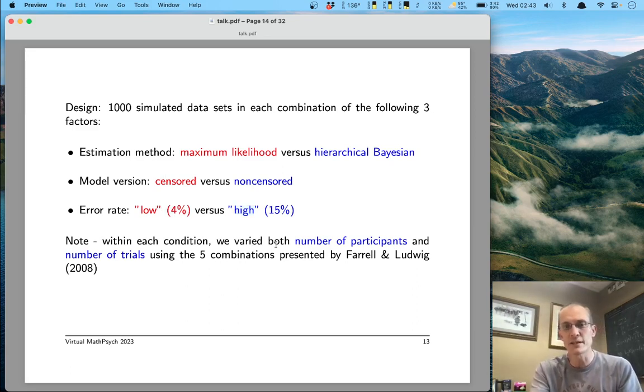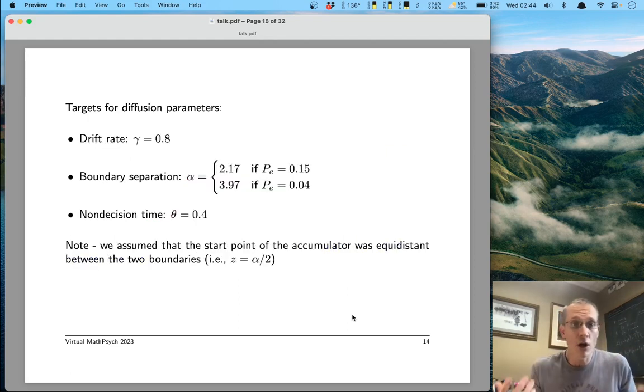And then within each of these conditions, we varied both the number of participants and the number of trials. We used the 5 combinations that Farrell and Ludwig did. These are kind of classic at this point, and I'll present them now. What are the targets? Well, I made up some targets. The target drift rate for all of these simulations was 0.8. Boundary separation depended on the error percentage, so a little smaller if it's higher errors, a little bigger if it's smaller, and then a fixed non-decision time. And we assume that the start point of the accumulator was in the middle.